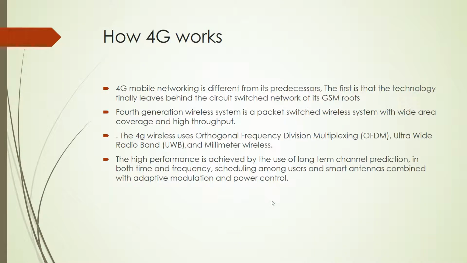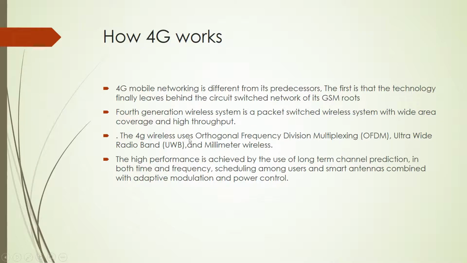Coming to 4G networks, the main principle of how 4G works: 4G mobile networking is different from its predecessors like 3G, 2.5G, 2G, 1G, 0G. This technology finally leaves behind the circuit switching concept I referred to earlier, and its GSM routes too. So the fourth generation wireless system is a packet-switched wireless system with wide area coverage, like MAN and WAN principles, with high throughput.